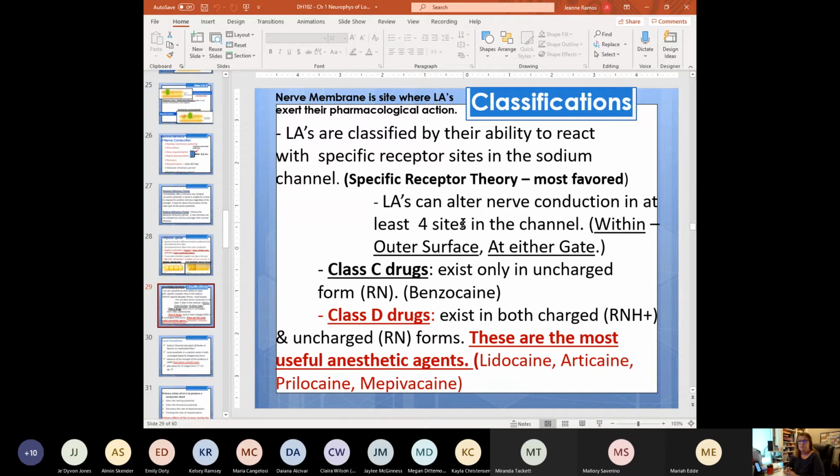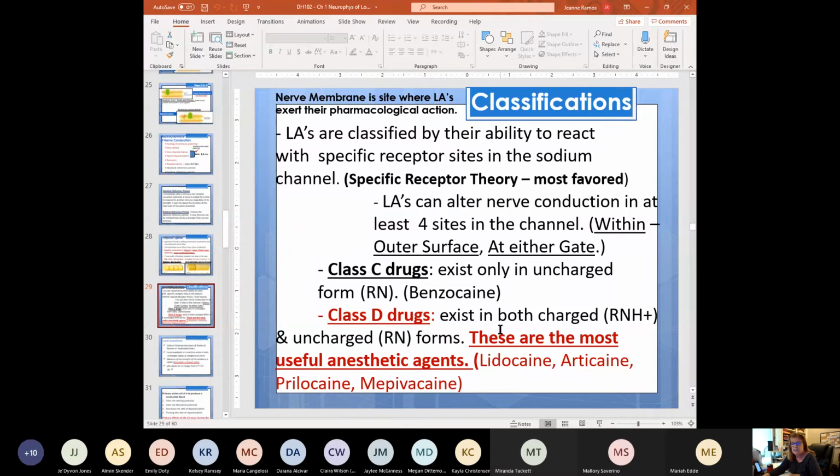So they have A drugs, B drugs, C drugs, D drugs, and we are concerned with the C and D drugs in local anesthetics. We're not going to go through the A and B at this point. C drugs exist only in an uncharged form, which is what I was trying to explain before. The C drugs, like benzocaine, exist in an uncharged form, meaning a base. It's not an active charged form. It's just called capital R, capital N, and the class C drugs exist only in that form. That's like benzocaine, which stays on the outside of the tissue. That's our topical.